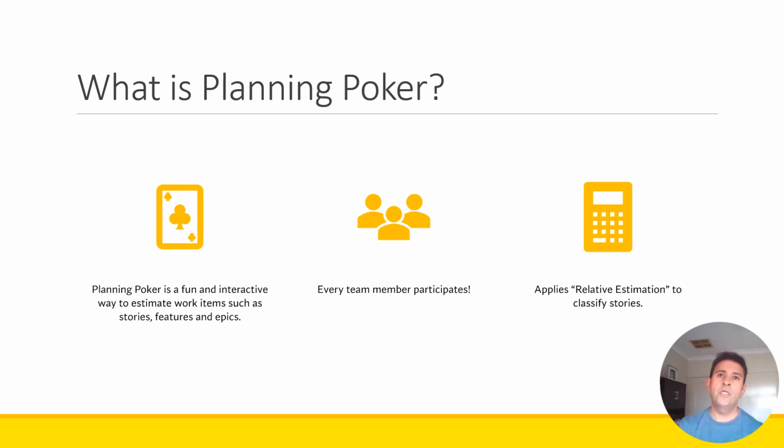Also, I have to mention that it's built on relative estimation, and typically, in case of story points estimation. You can use planning poker to estimate scaled units of work, such as features, epics, etc., however you define it. But it's typically used for story level or sprint level estimation.